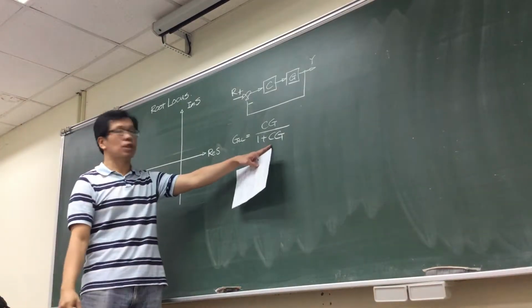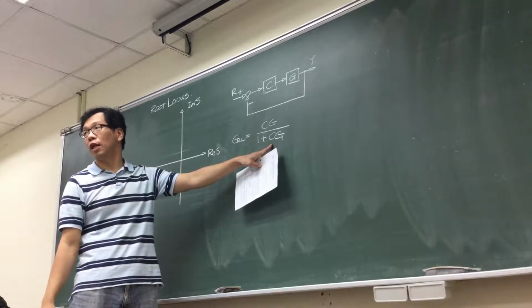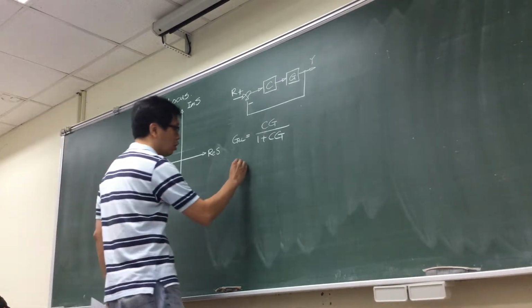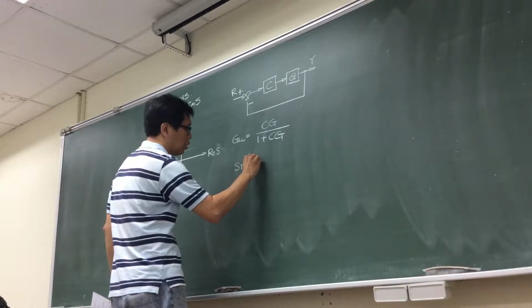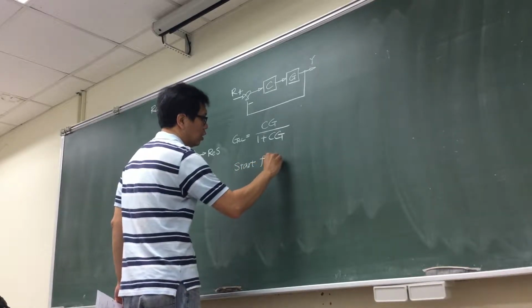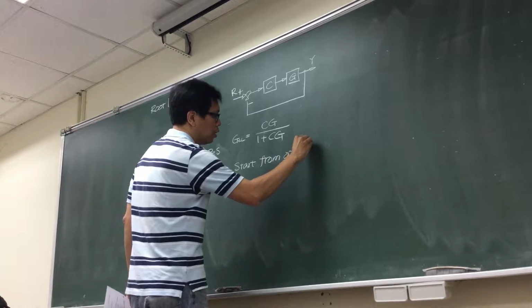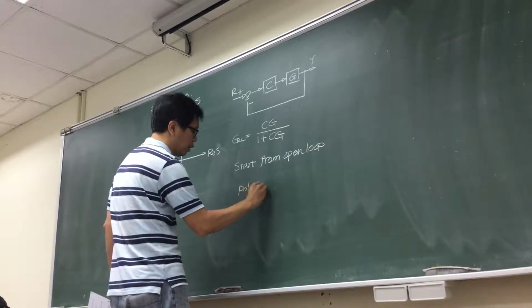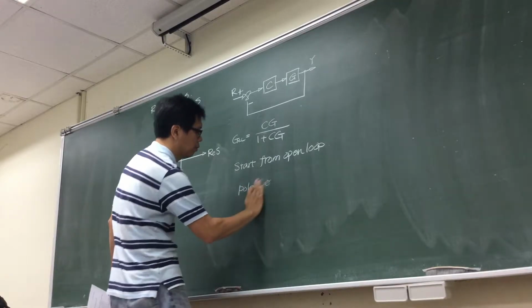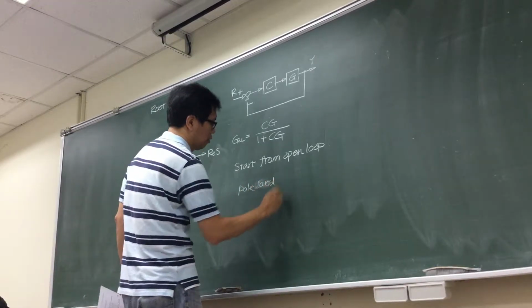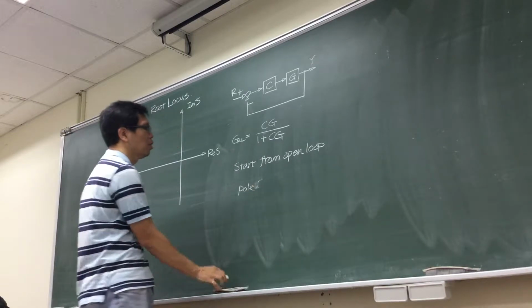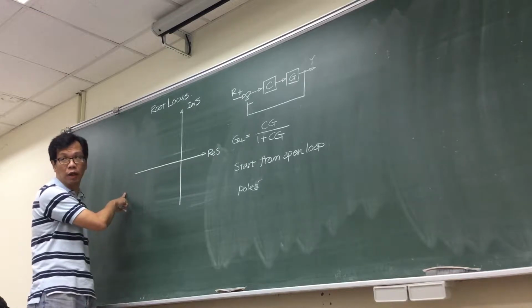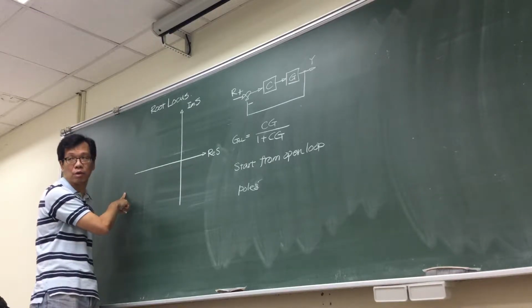And we say if we start to sketch our locus, the poles actually start from open loop poles. Let's start from open loop poles. So you're going to start to plot all the poles anywhere you want to and all the zeros you have in your open loop system.